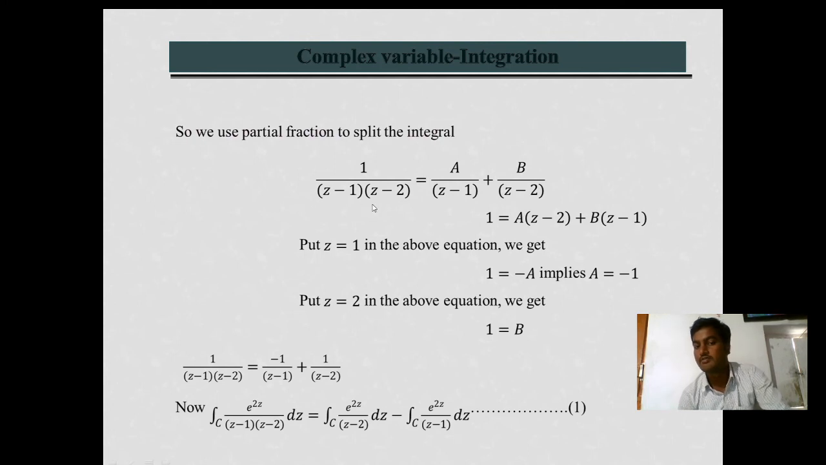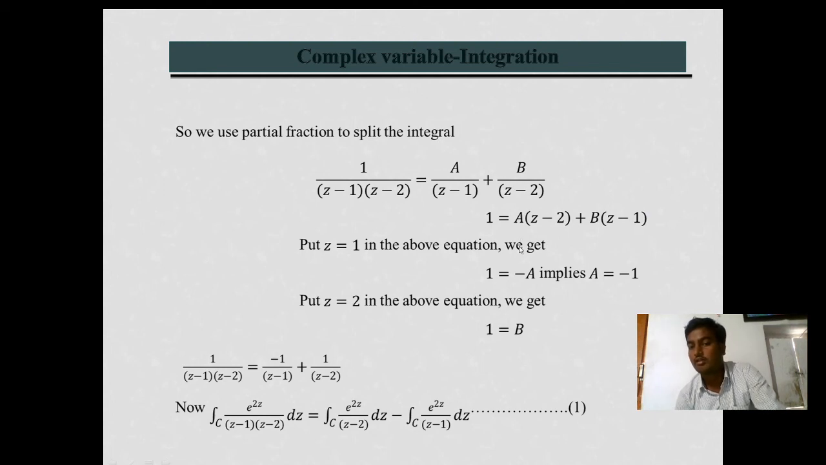Say 1 by (z minus 1)(z minus 2). It is already well known from lower sections how to split this 1 by (z minus 1)(z minus 2) as a by (z minus 1) plus b by (z minus 2). Now taking LCM, 1 equals a into (z minus 2) plus b into (z minus 1). Now put z equal to 1 in the above equation. You have to substitute z equal to 1.